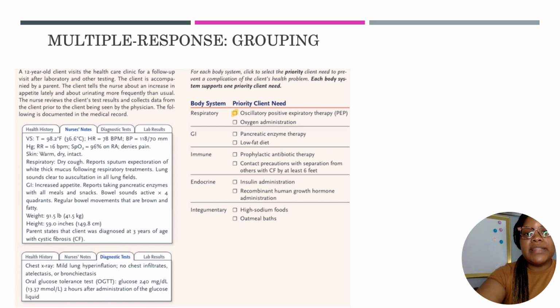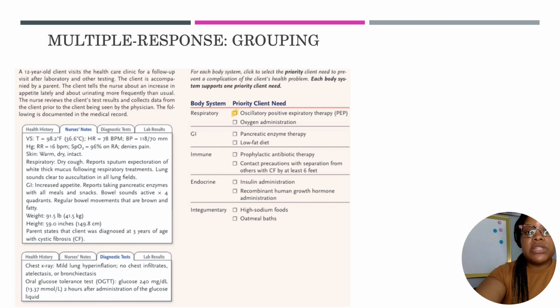Let's go to the next body system, GI. So we look in the GI section in our nurse's notes. It says that the patient has an increased appetite and reports taking pancreatic enzymes with all meals and snacks. Bowel sounds are active and they have regular bowel movements that are brown and fatty. So which is priority? A low-fat diet or pancreatic enzyme therapy?